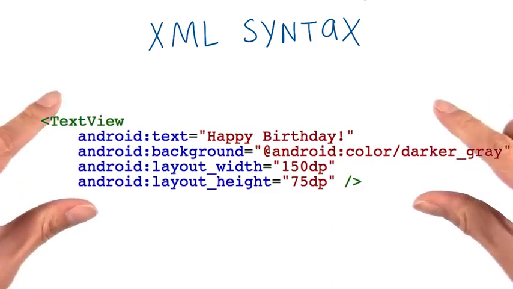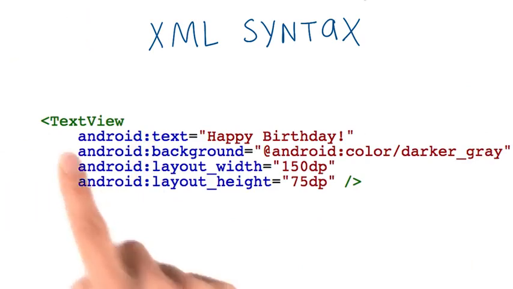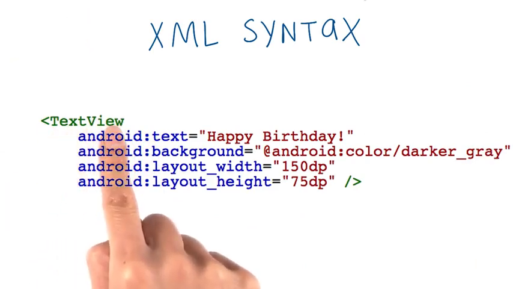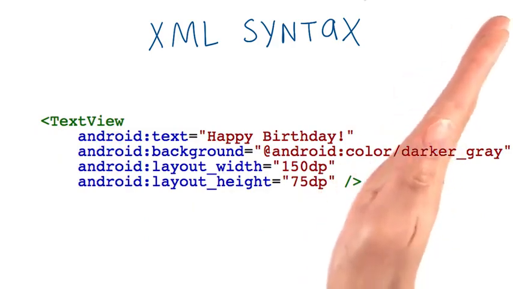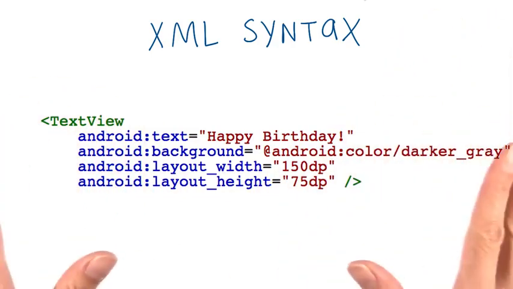This is the code for the XML element called TextView. We always start with an opening angle bracket followed by the view name. This could be image view, button, or any other type of view. Then we have a list of attributes here, one per line. And then we have a / and then a closing angle bracket. There's a lot of symbols and characters here.